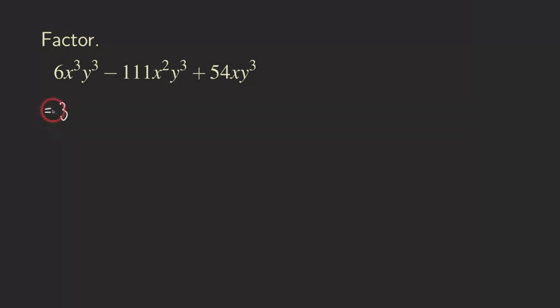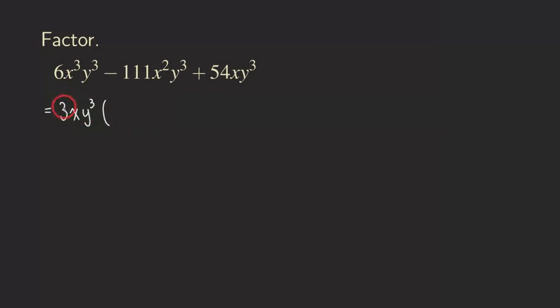Okay, now let's check the variables. X cubed, x squared, x. So we can factor out the x because that's the lowest power among all 3 terms. What about the y? Y cubed, and then y cubed. So for all 3 terms, we have a y cubed, so that means we can factor out the y cubed. And so now, once we factor that out, we can just write down the stuff that's left.